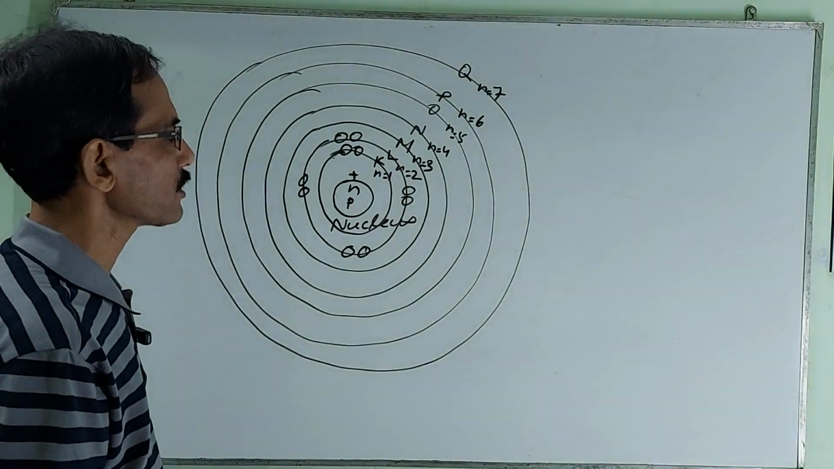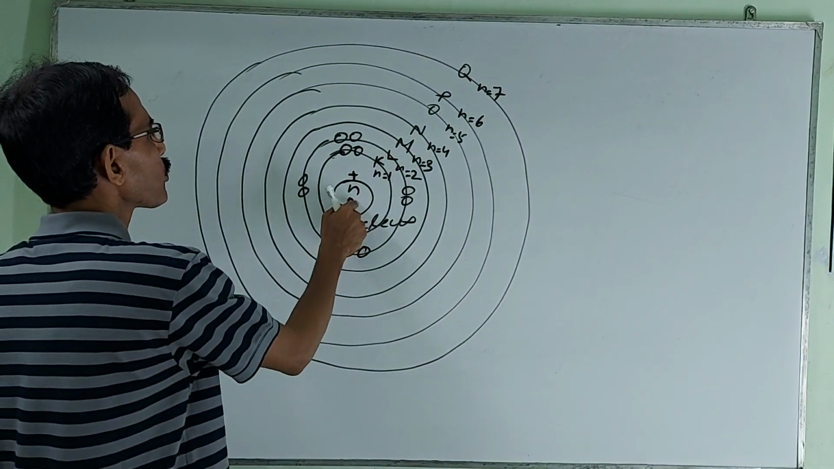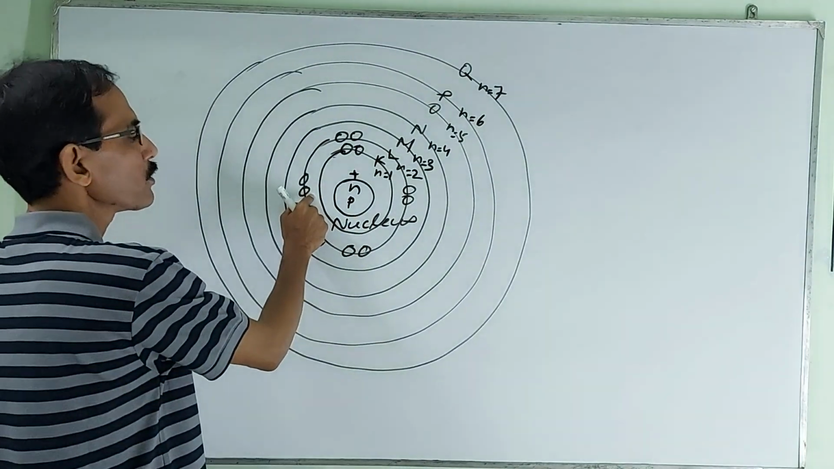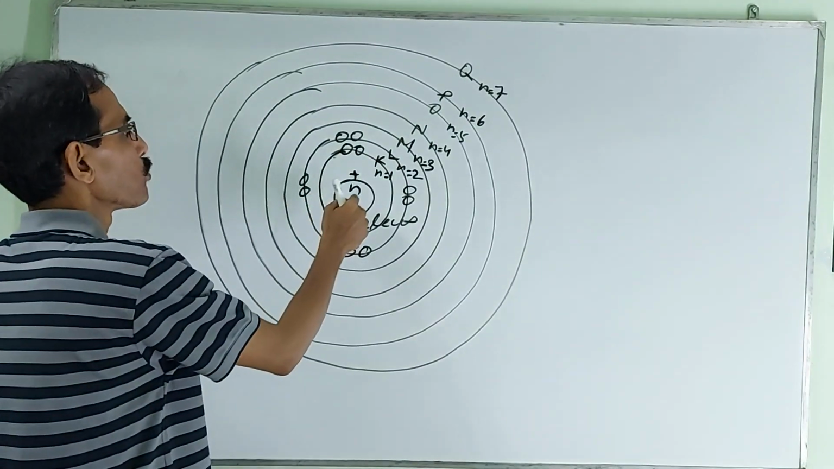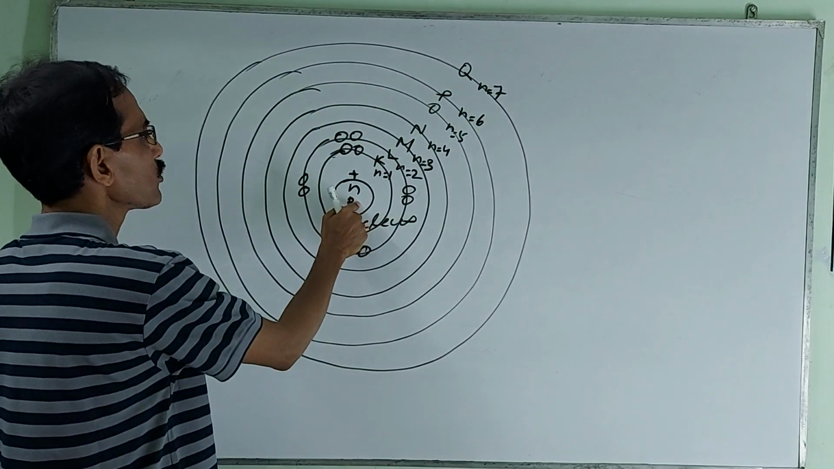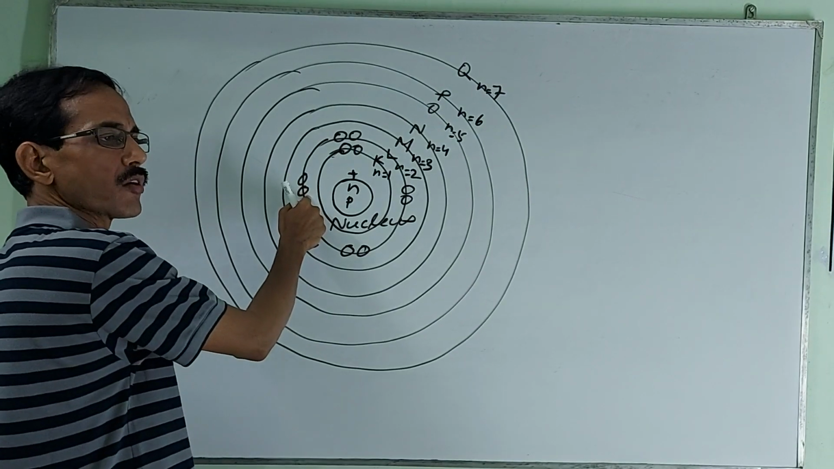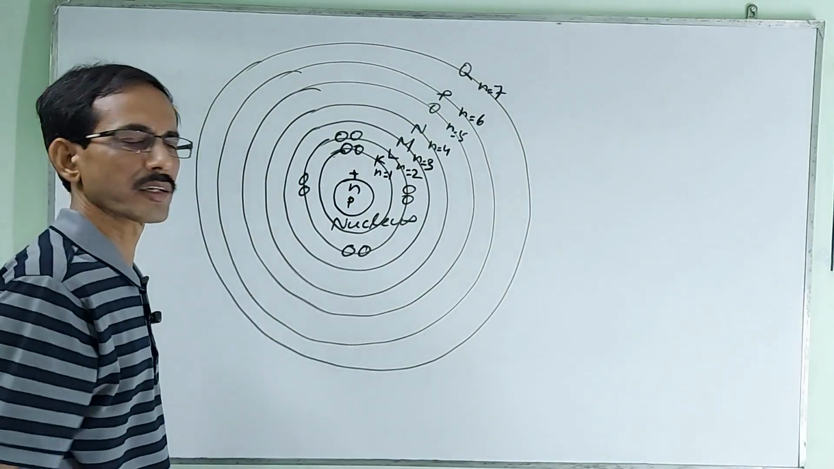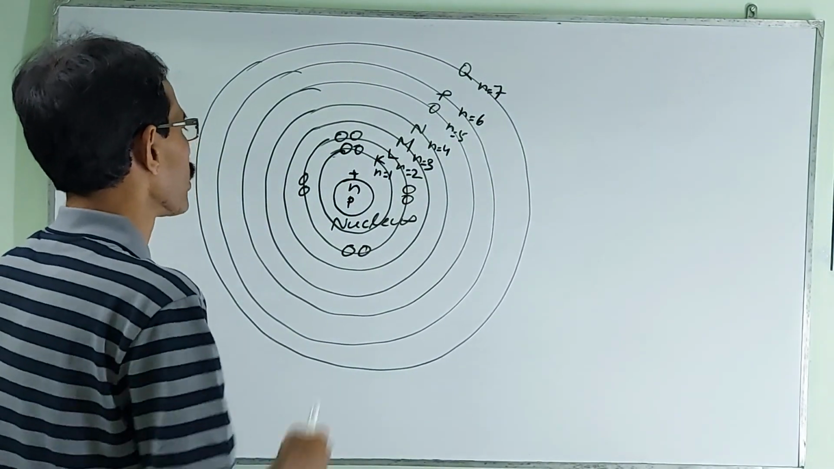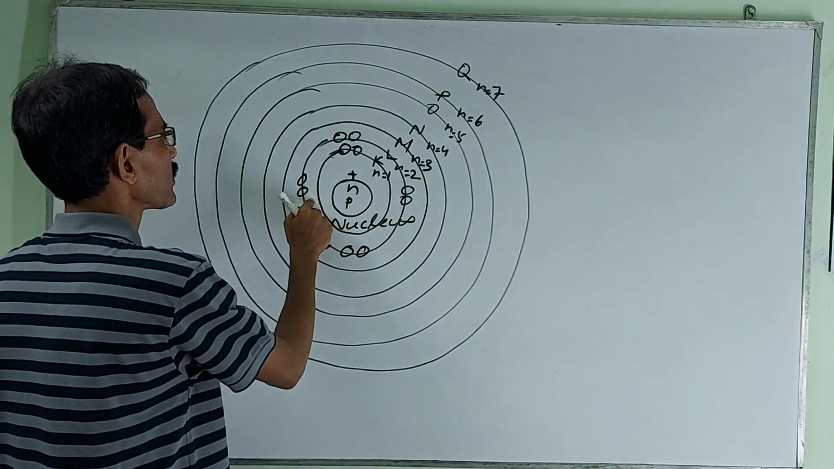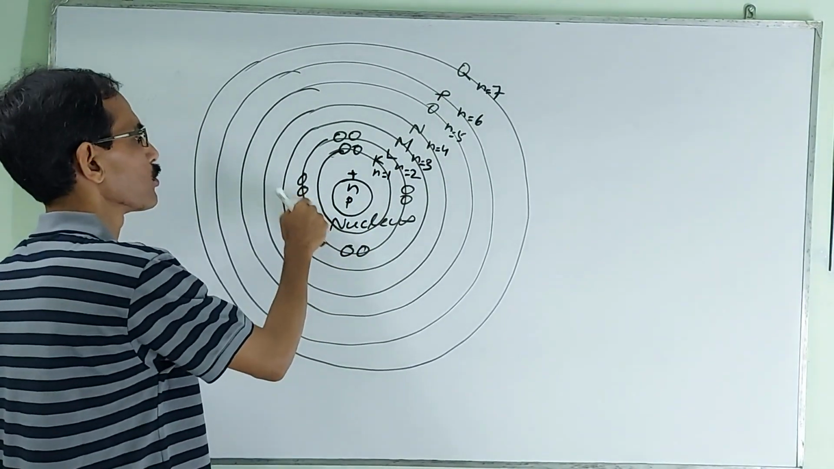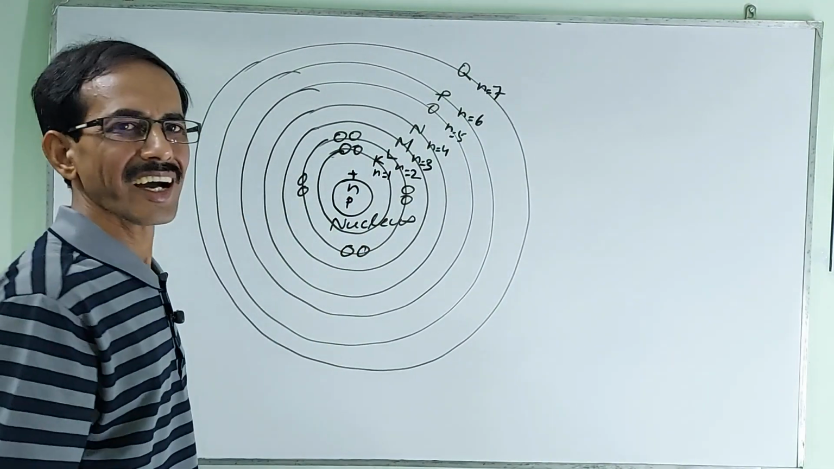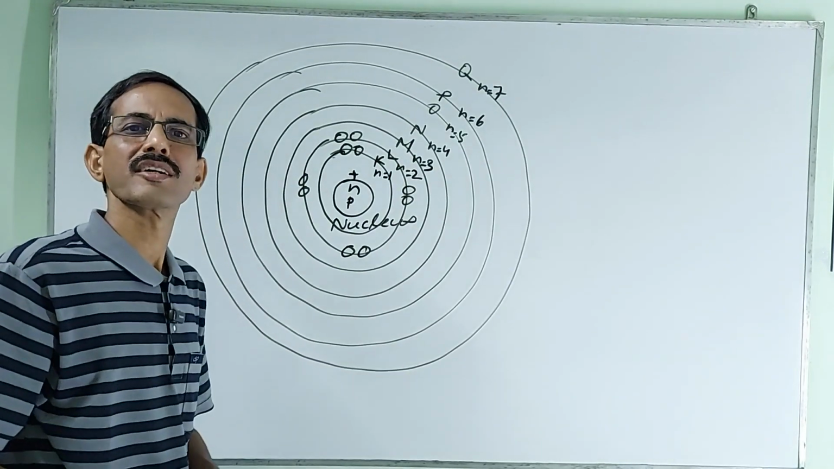So try to understand. In an atom, number of protons is equal to number of electrons. Number of positively charged particles is equal to number of negatively charged particles. Protons reside inside the nucleus. Electrons revolve around the nucleus in the orbit, in the extranuclear part, outside the nucleus. Number of protons is equal to number of electrons, and neutron has no charge. Therefore, the charge of the atom is neutral.